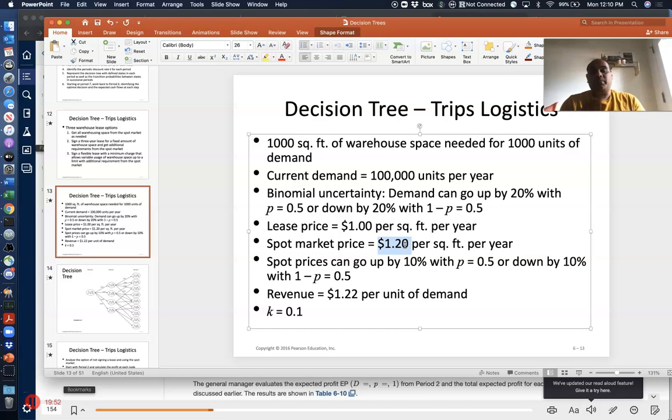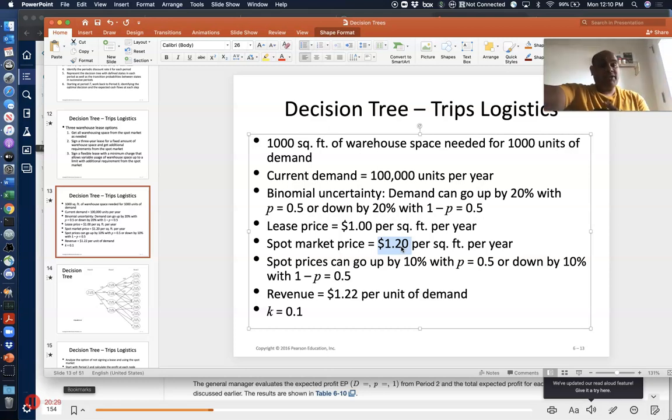Next year, spot market price can be 10% more, which is $1.32. So 10% is 12 cents. So it can be 10% more. So you might be paying more for spot market. There's a 50% chance that you'll be paying $1.32. And there is a 50% chance that you'll be paying 10% less, which is $1.08. So you might be paying $1.08 1 year down the line, or you could be paying $1.32.